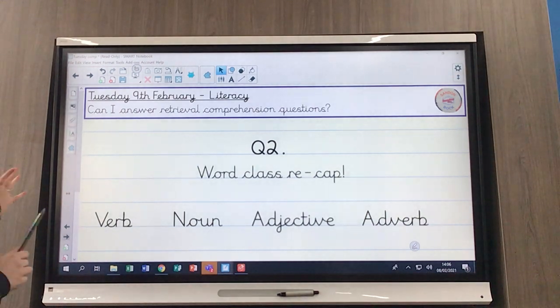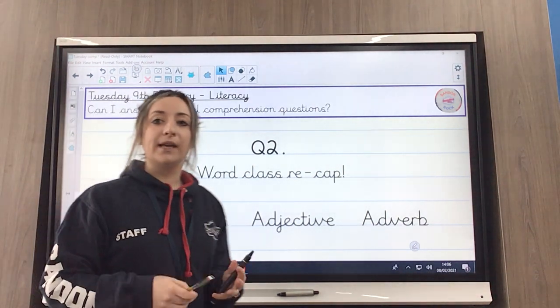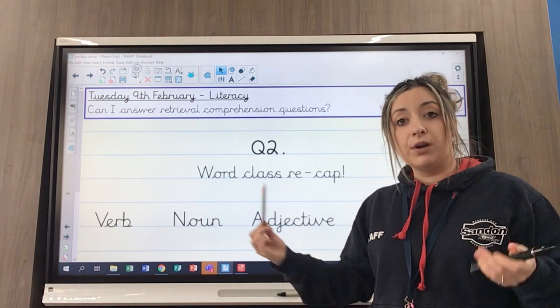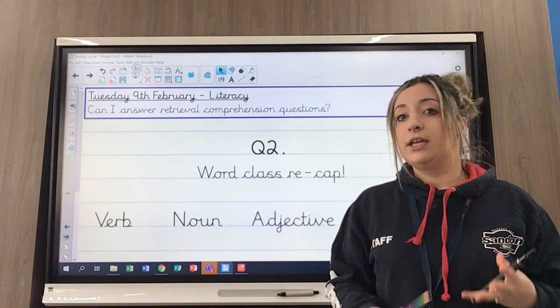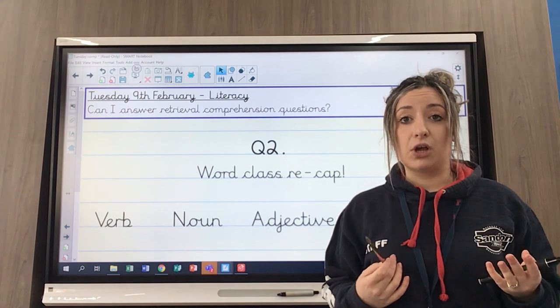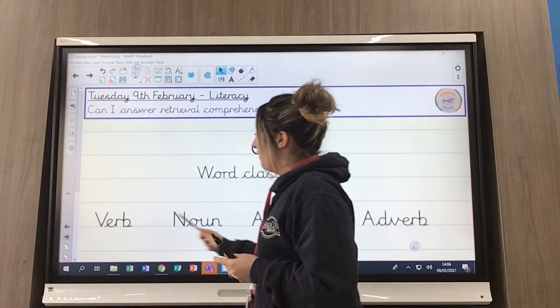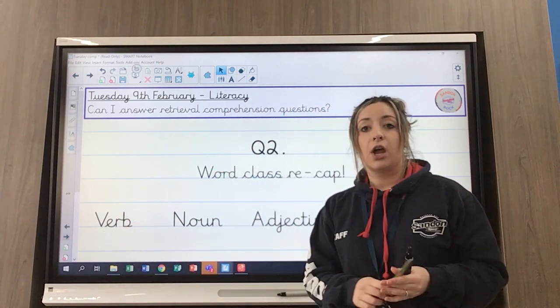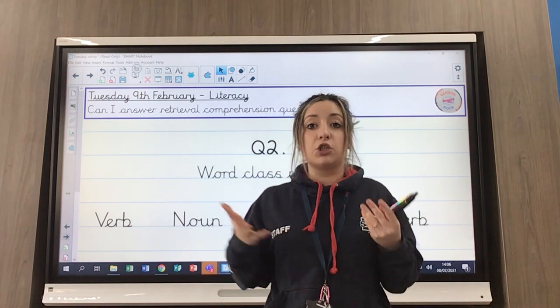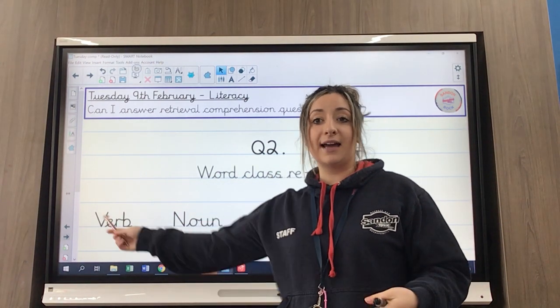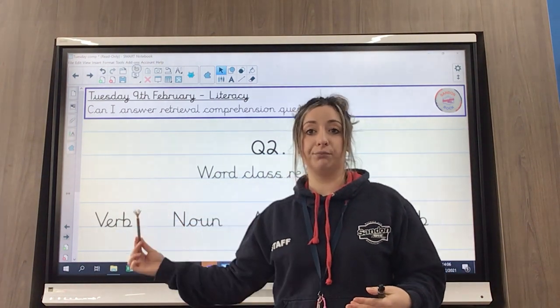Okay, so let's just do a word class recap. I've got 4 word classes here, and we're going to go through what each one of the word classes are, and then hopefully you can make your own mind up of what the word unexpectedly means. So when we say a verb, let's go on to a verb first. A verb is a doing word. It's something that you can do. So it could be to jump, it could be to run. That is a verb. It's something that you do.